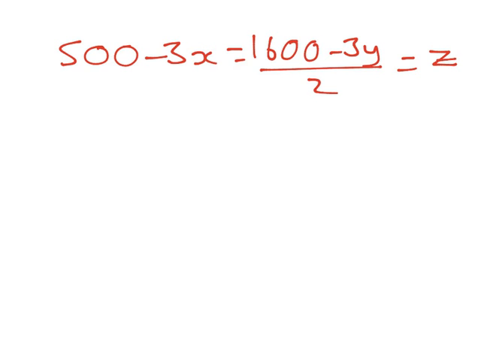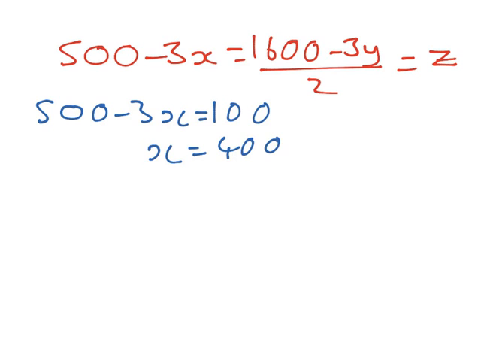Now what I want to do is find a point that satisfies them all. So I could try z equals 100, and if z does equal 100, I'd end up with, if I use the x side, 500 minus 3x equals 100. So x equals 400 divided by 3. Now that would be fine if I was happy with non-integer values. But what if I wanted integer values? Well, in that case, this wouldn't do. So I'm just going to have to try a different number.